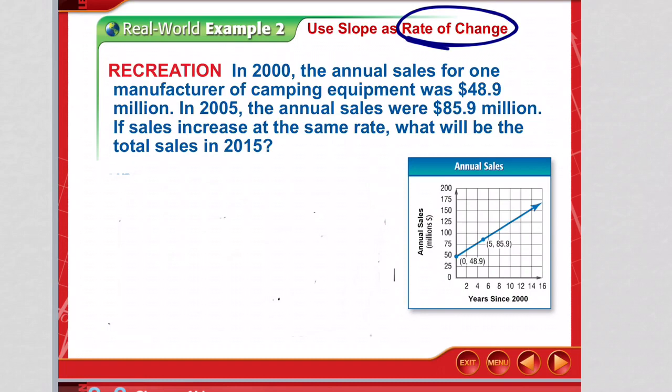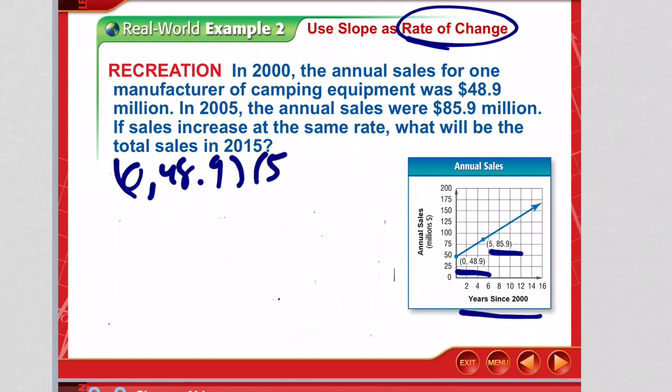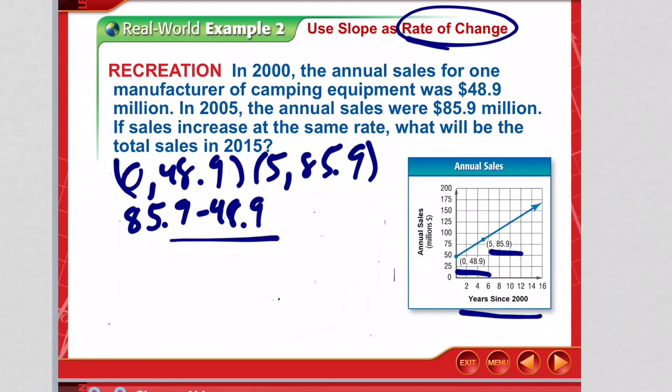So when we do this, they give us our coordinates. If you notice, they did not use the year 2000 or 2005. They put a 0 and then they put a 5. So 2000, and down here it labeled it as years since 2000. So we're going to use these coordinates. So the 0, 48.9, and the 5, 85.9. And we're going to plug it into our slope formula. So again, y2 minus y1 over x2 minus x1. So 85.9 minus 48.9 over 5 minus 0.